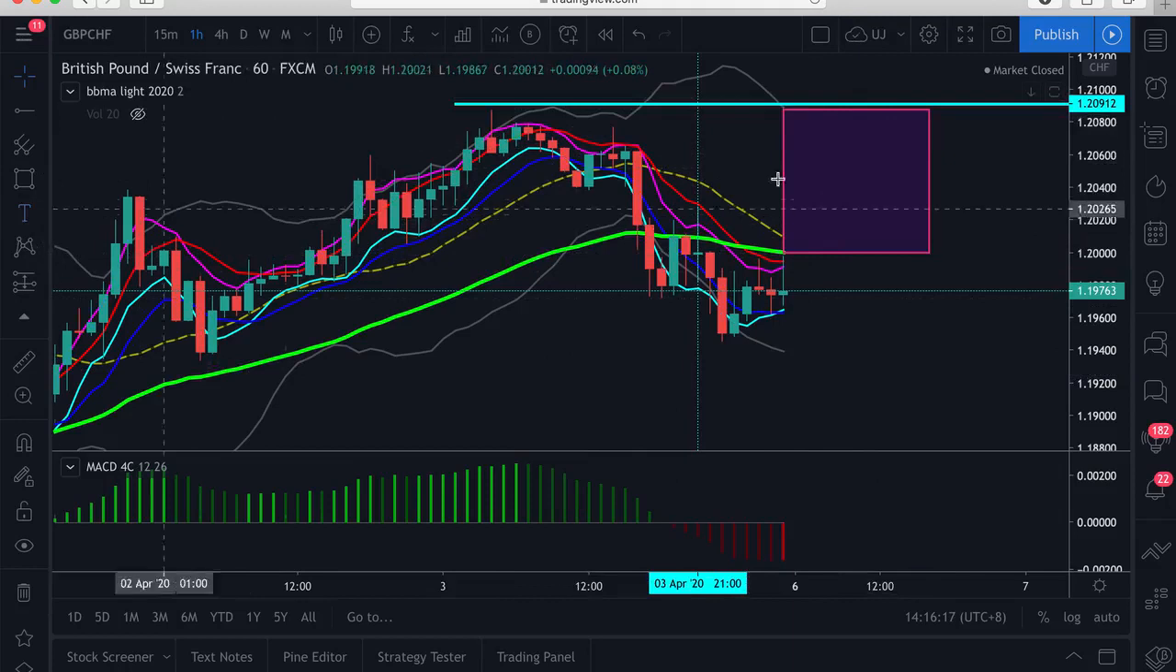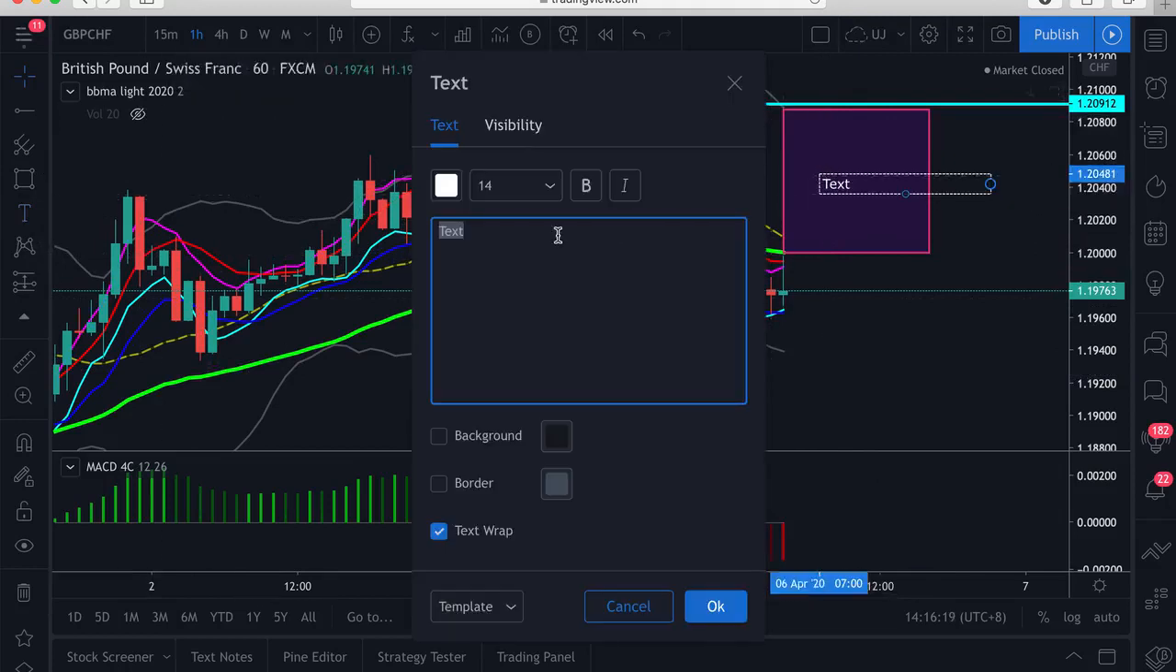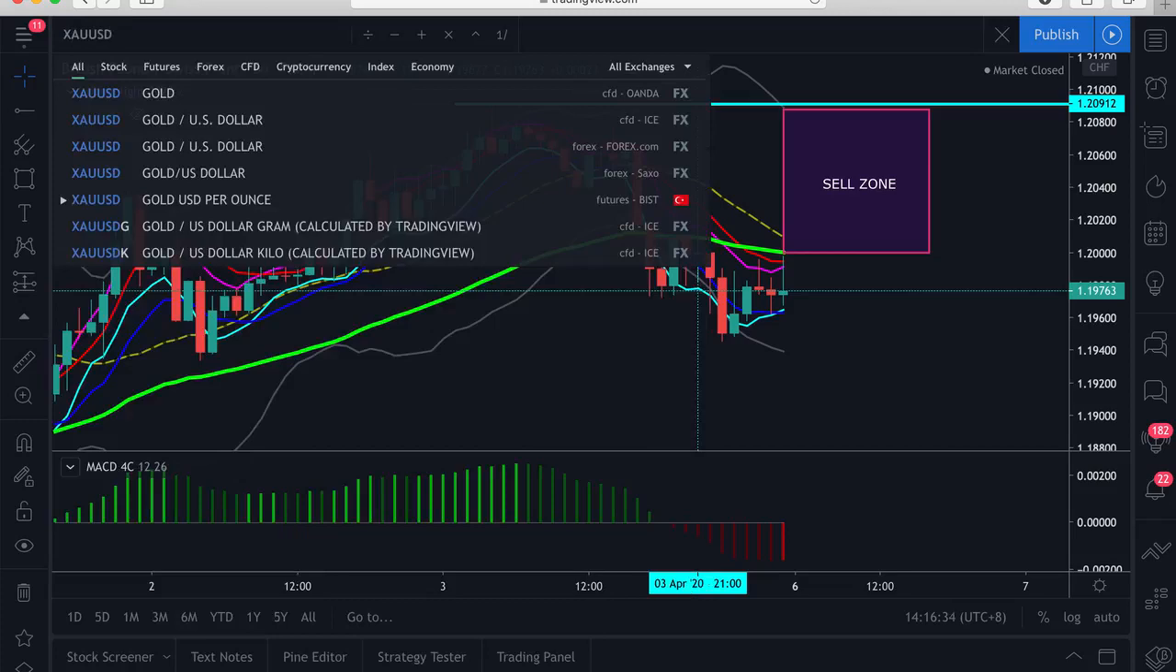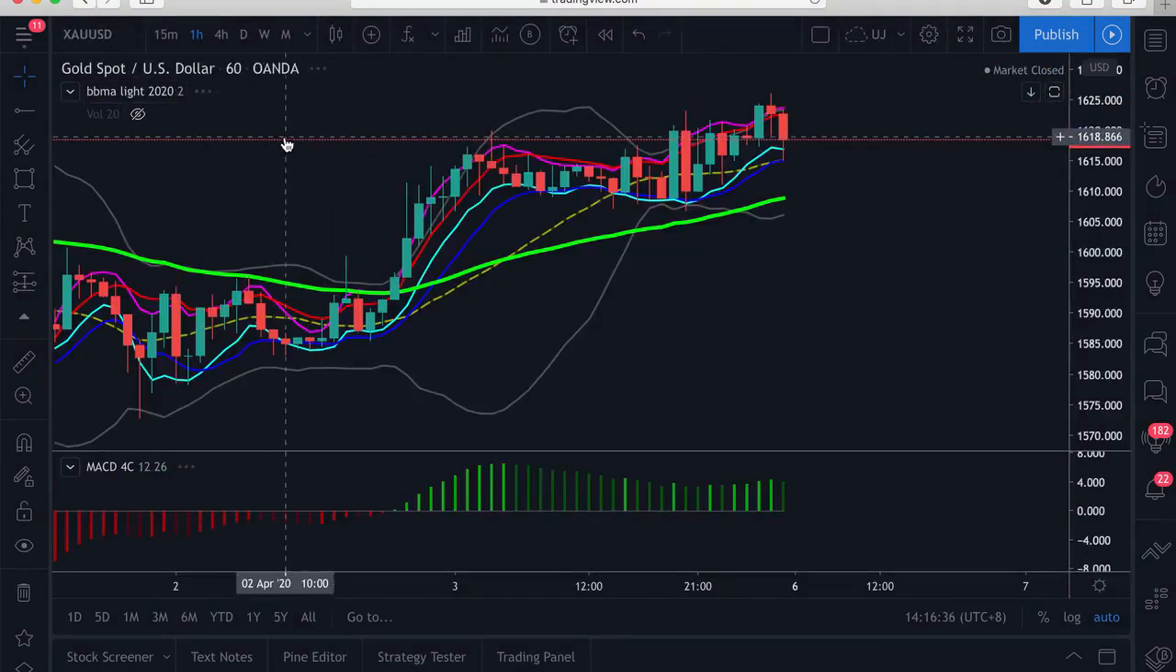Okay, so this, let me just write it down here, sell zone. So that's it for GBP CHF. We don't have to set alert for this one because the setup is already valid. And the last pair we want to look at is gold, XAU USD.